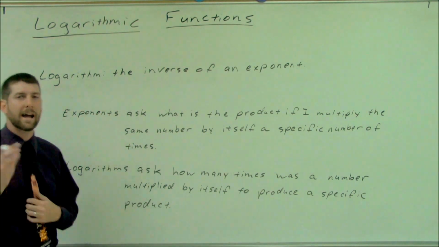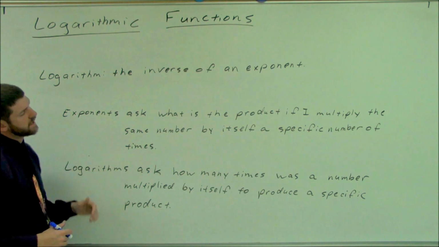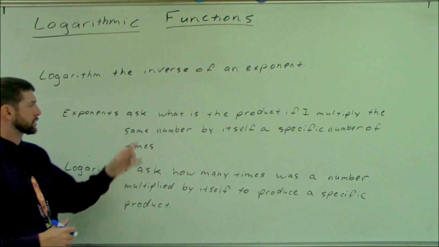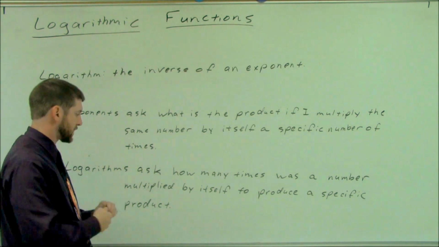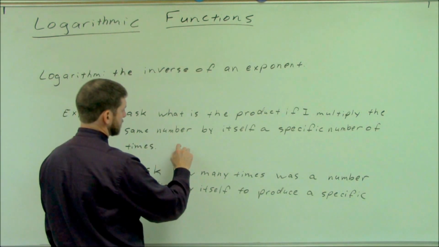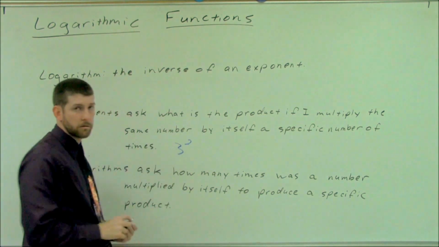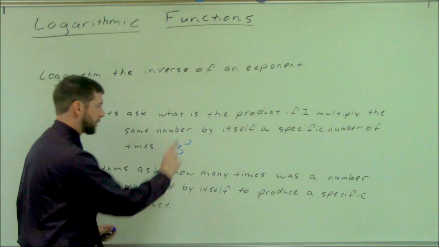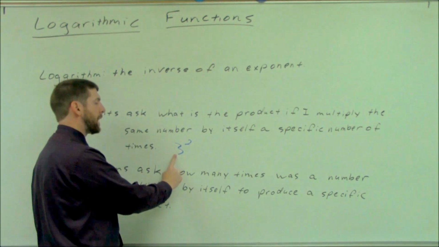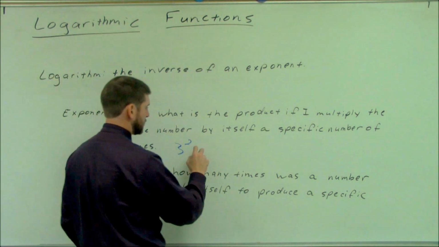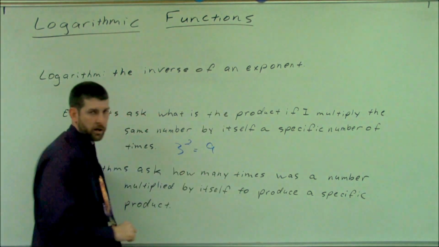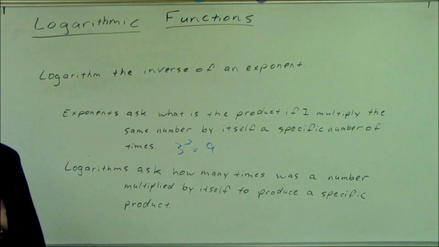So just think about what an exponent asks. An exponent asks, what's the product if I multiply the same number by itself a specific number of times? So for example, if I had 3 squared, what's the product if I multiply this number by itself this many times? Well, we all know that. That's 9. 3 squared equals 9. Easy enough.